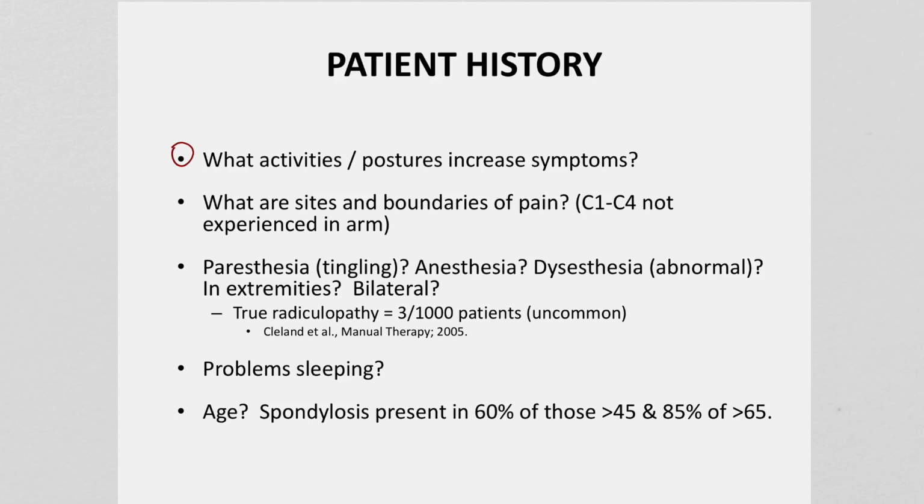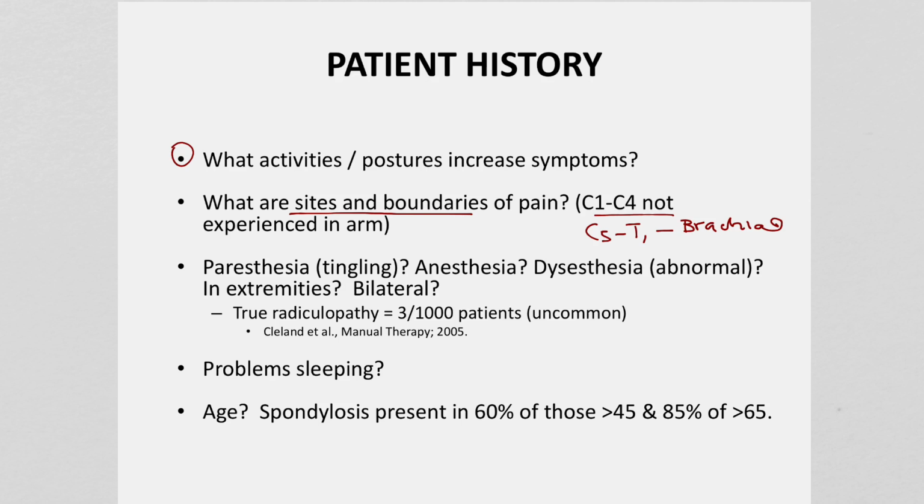The next thing that we want to think about are the sites and boundaries of the actual pain, right? So you're going to have the patient point to the location or locations of pain. And so then let's differentiate this. We have C1 through C4, and then we have C5 through T1. C5 through T1 represents our brachial plexus, right? So this is the part of the cervical spine that originates in the cervical spine, but then branches out into peripheral nerve roots to supply the upper limb.